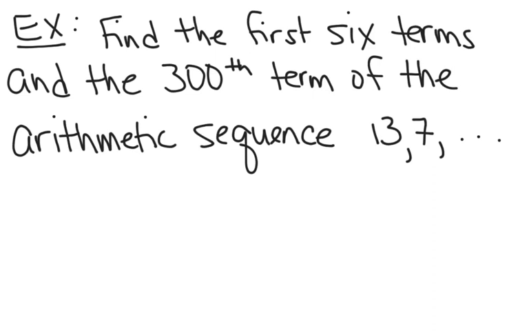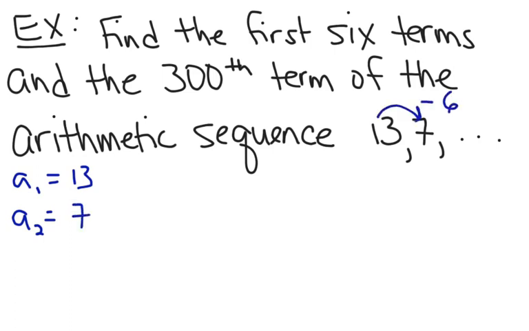Let's find the first 6 terms and the 300th term of the arithmetic sequence 13, 7, ... So I know the first 2 terms. In order to keep finding through the 6th term, I would have to determine the common difference. Well, the common difference is pretty easy.